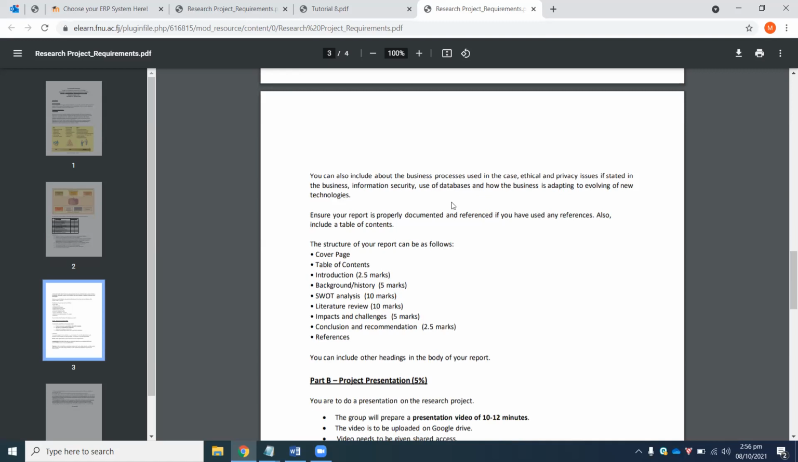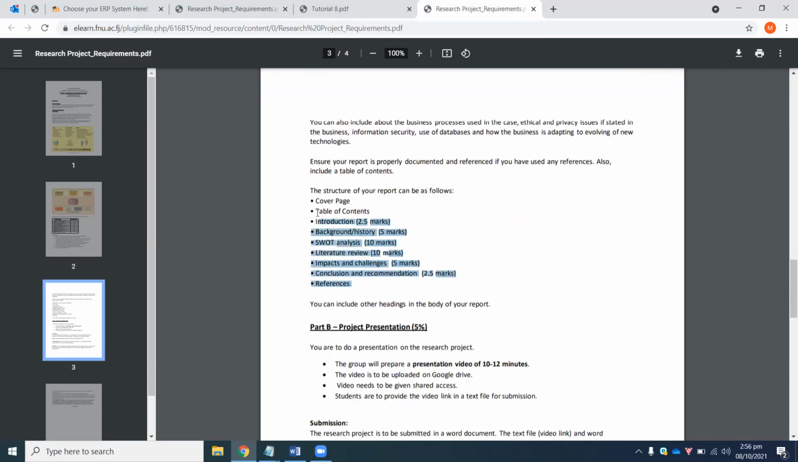I would suggest for you to use APA referencing if possible. Okay, APA referencing will have an in-text citation and also a reference itself. And also, please ensure to include a table of contents. And this is how your structure is going to be.